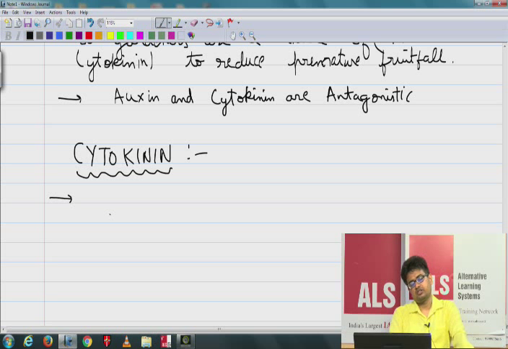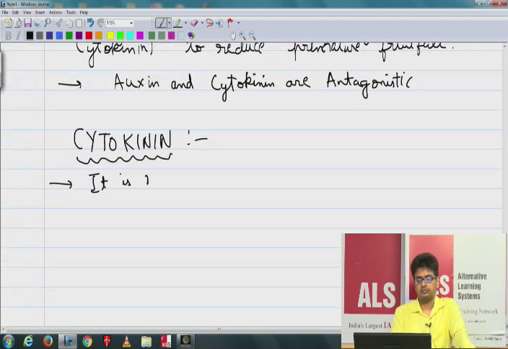Okay, so cytokinin. The chemical name is 6-furfurylaminopurine. Let's not go into the chemical name. It is naturally found in... It was discovered from coconut milk.